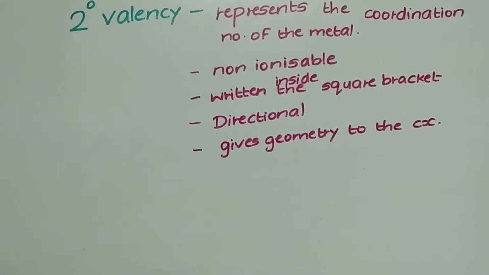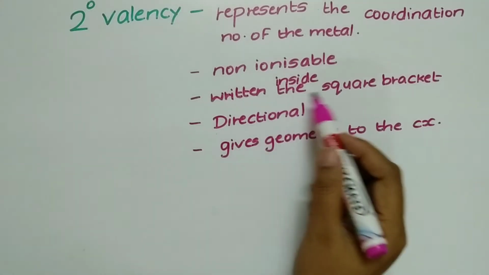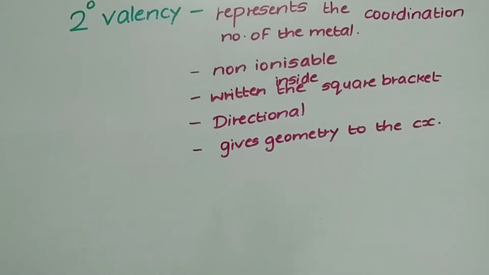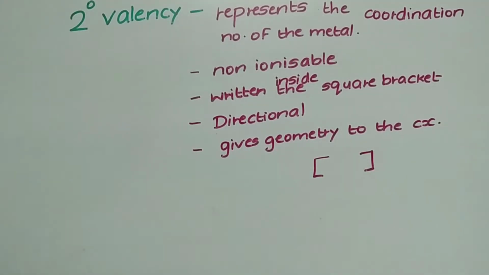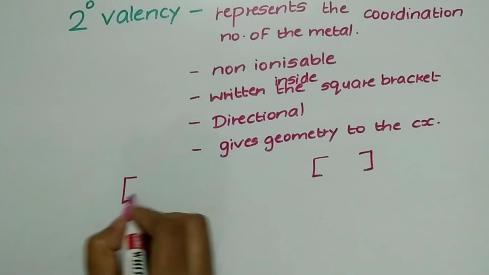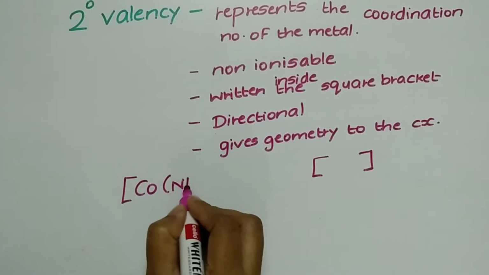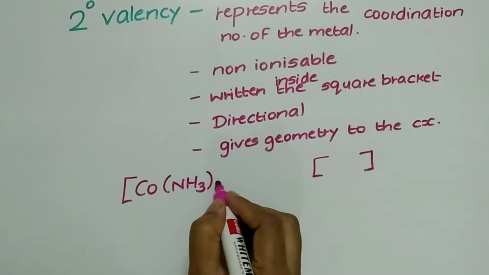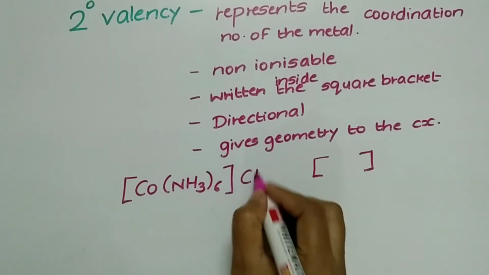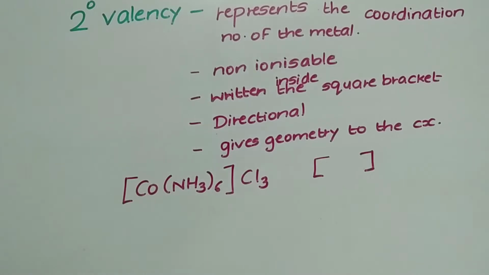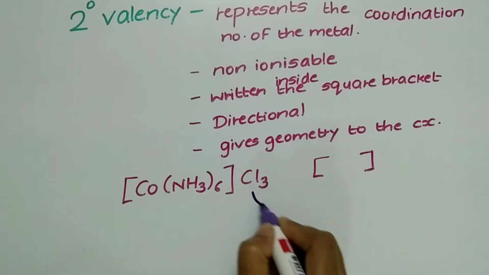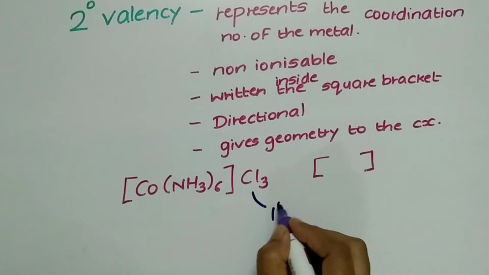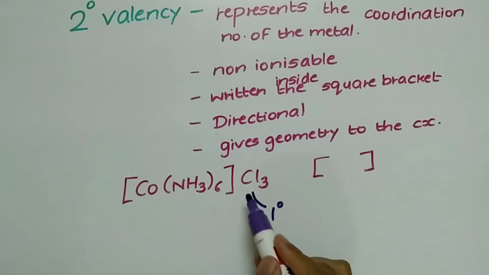Let's take one example. It is written inside the square bracket, that means it is with the central metal atom inside the square bracket. Let's take the example [Co(NH3)6]Cl3. What is the primary valency here? What is the secondary valency here? What is written outside the square bracket? That is Cl, which is the primary valency.